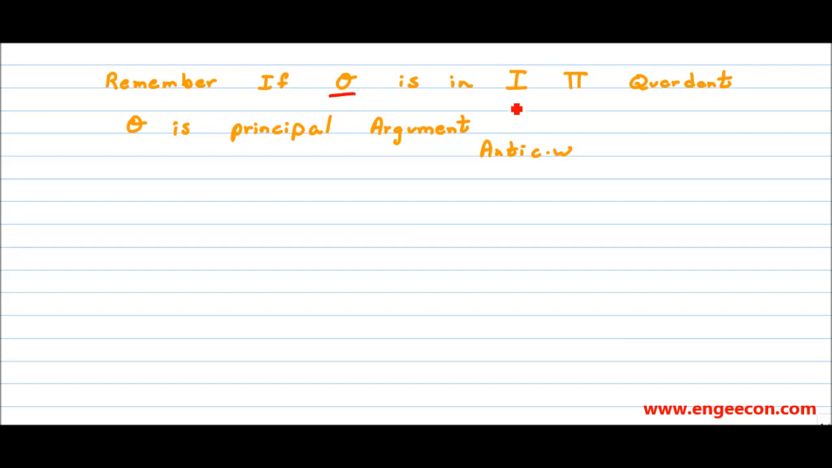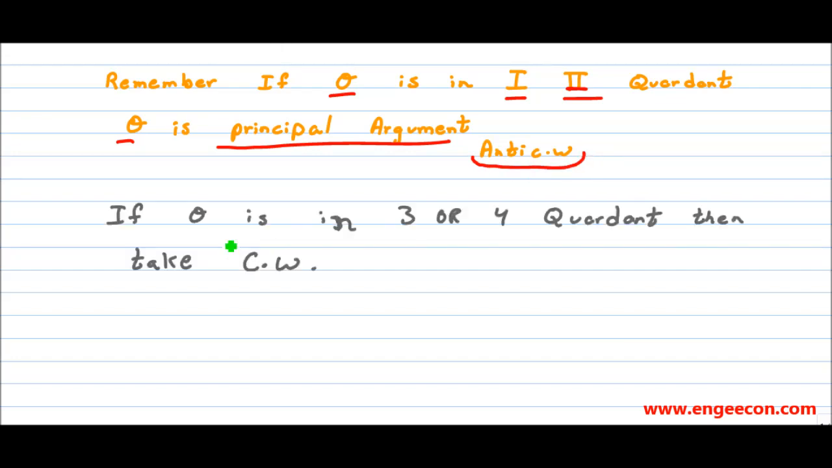Remember, if the argument is in the first and second quadrant, then the argument is called a principal argument, and we have to measure it in anti-clockwise direction. If the argument is in the third or fourth quadrant, then measure it in clockwise direction.